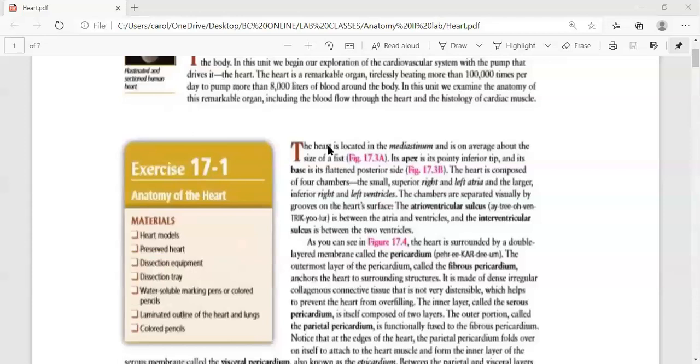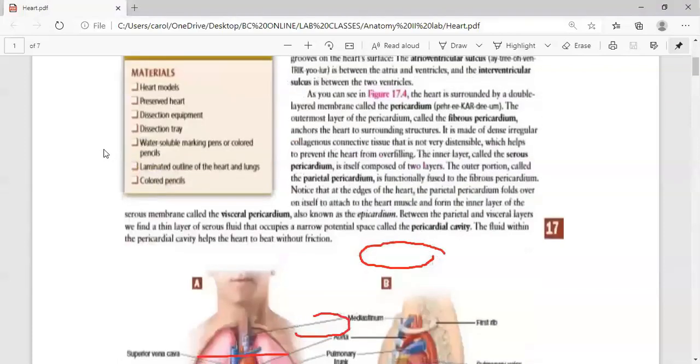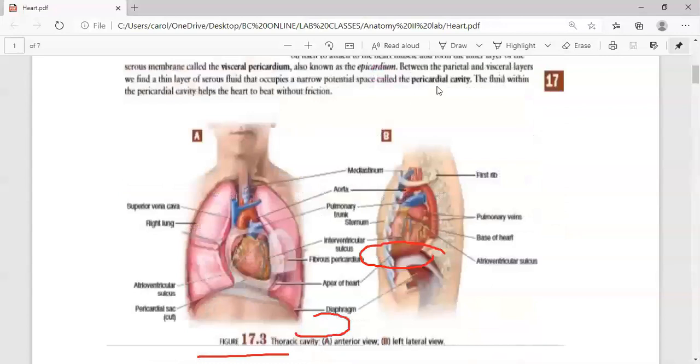It's there in the mediastinum, but it's going to be covered by a membrane. This membrane is going to be called the pericardium. That's what you see right here. The pericardium has two layers. One of them is a visceral pericardium and the other one is a parietal pericardium, as you can see right here, parietal pericardium and visceral pericardium. Okay, and the function of this membrane that you have in your heart is basically to reduce friction.